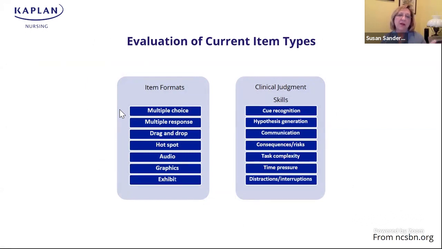And currently, you'll see on that left side, the item formats that we have now: multiple choice, multiple response, otherwise known as the select all that apply, which I call the dreaded select all that apply. We have drag and drop, we have hotspots, audio, graphics, and exhibit. And now that we're moving toward the measurement of clinical judgment, then we're looking at cue recognition. These are things that you're just going to have to incorporate and learn more about. The hypothesis generation, the communication, the consequences and risks, the task complexity, the time pressures, and the distractions and interruptions. We'll talk about how those will be measured.